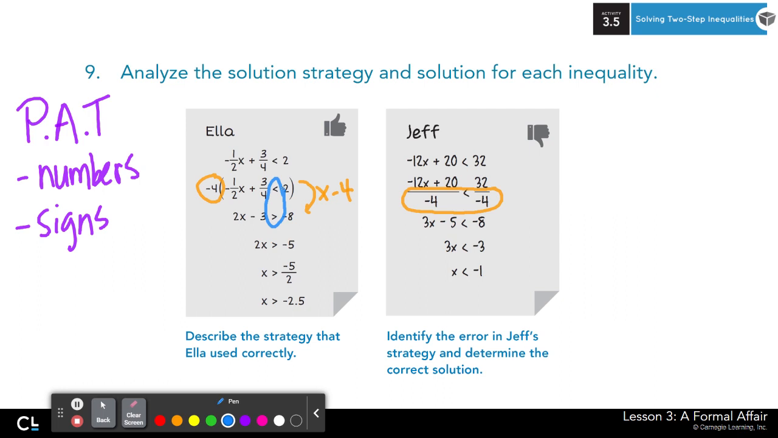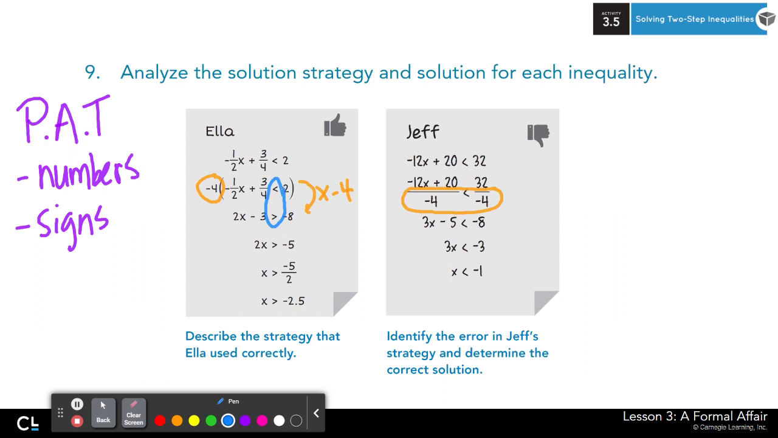And here's what you should have noticed. Ella used the multiplication property of equality by multiplying both sides of that sign times a negative 4. She wanted to get rid of those fractions and turn them into whole numbers. And Jeff used the division property of equality by simplifying those numbers by dividing both sides of the sign by a negative 4. So they essentially did the same operation with the numbers.